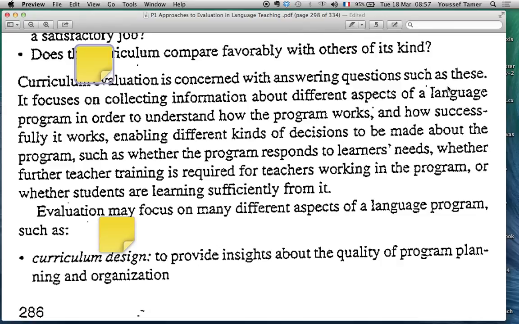Because when you go into the evaluation of the implementation, you can notice what is missing, what is not missing, what is good, not good. And therefore, you can work on it in order to improve the program for the future, because it's never perfect. Yes, please.